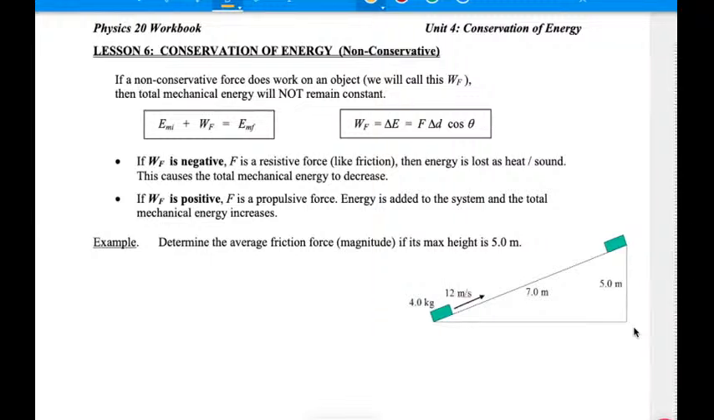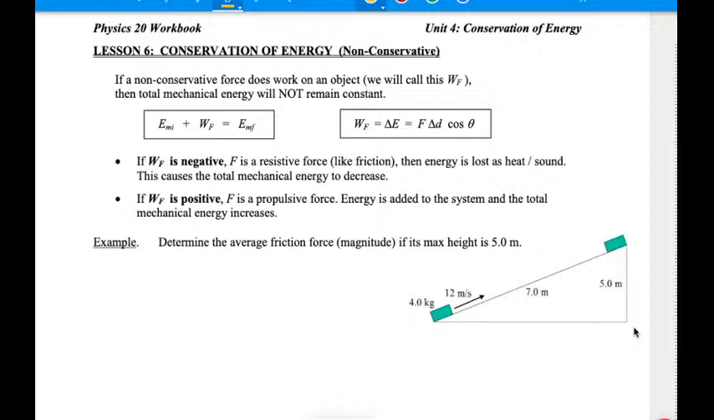Hey class, Mr. Offset here with our 6th lesson in Unit 4, second from last, and it's very closely tied to Lesson 5, our previous lesson, where we looked at conservation of mechanical energy with conservative systems. Now we're looking at non-conservative systems.